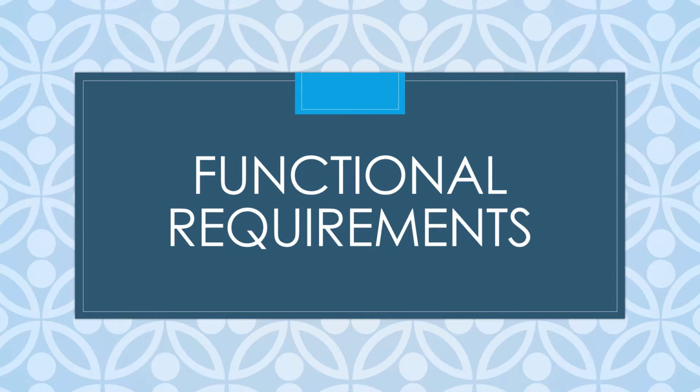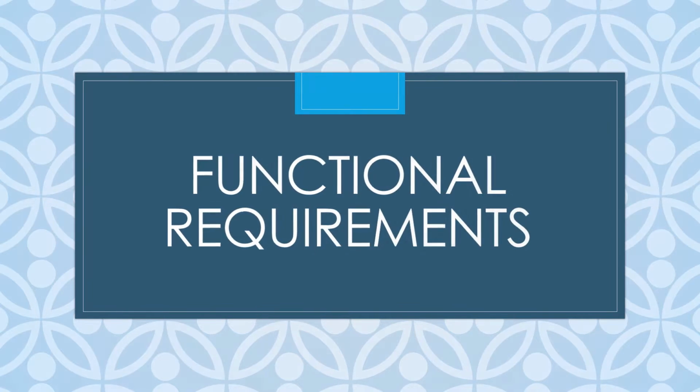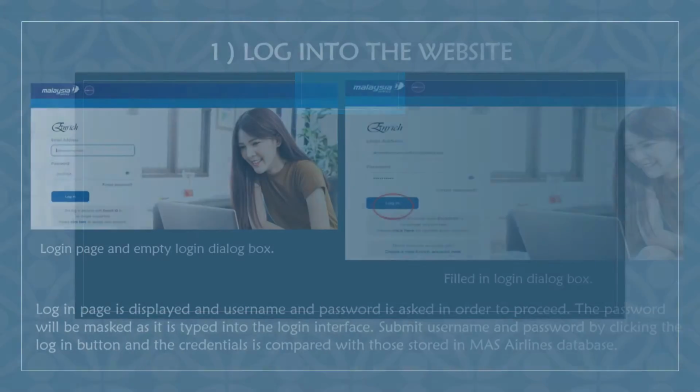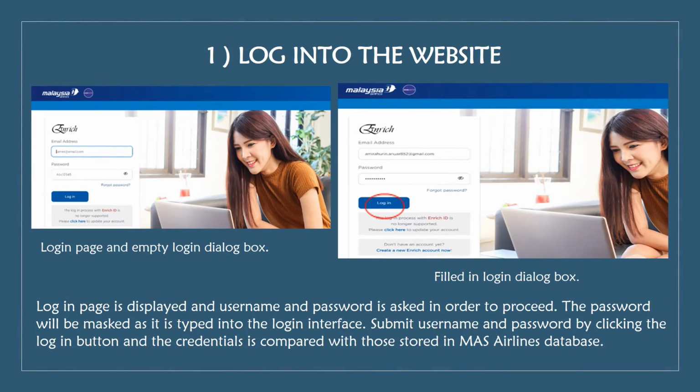Functional requirement. First, log into the website. Login page is displayed and username and password is asked in order to proceed. The password will be masked as it is typed into the login interface. Submit username and password by clicking the login button, and the credential is compared with those stored in Malaysia Airlines database.